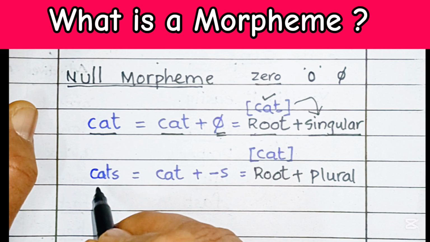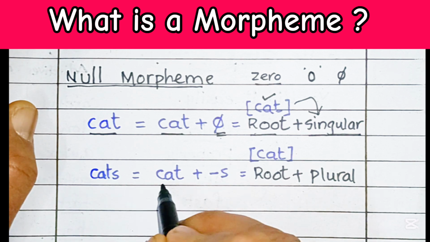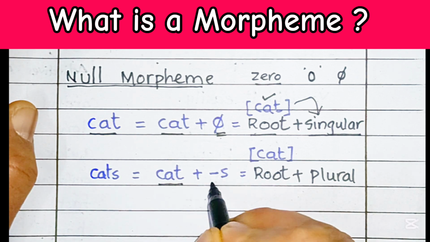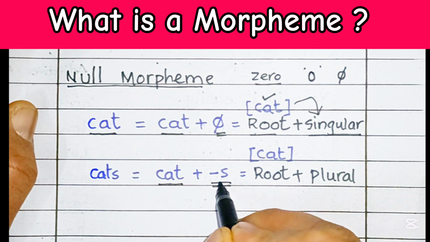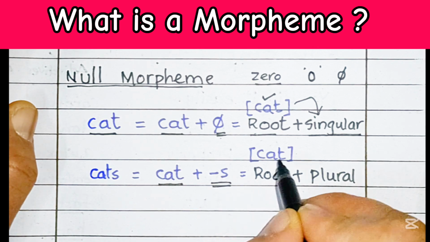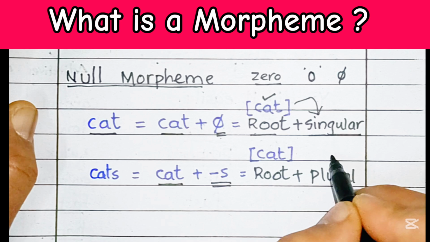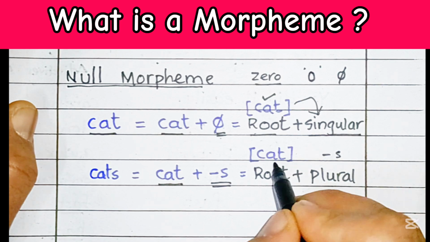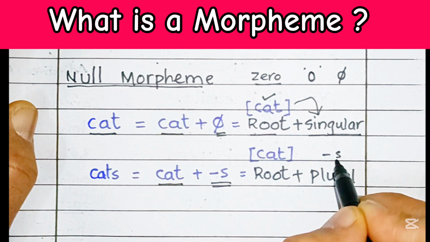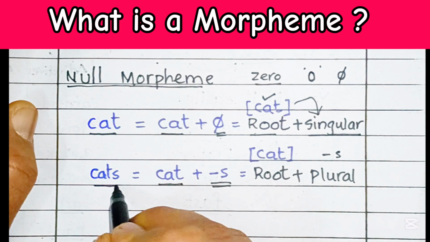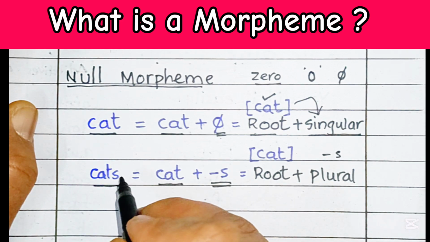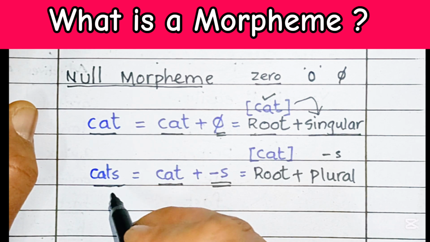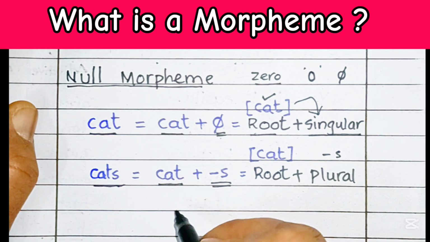The opposite of this is cats. So cat is the root, plus there is an affix in the form of a suffix, s. So it becomes root plus plural. What is that plural? That is s. So this is present over there, but we don't pronounce it separately. We pronounce it cats, which shows plurality. So null morphemes are invisible, but they are there. Hope this will clear the concept of morphemes, a very basic and key concept in English morphology. Thank you.